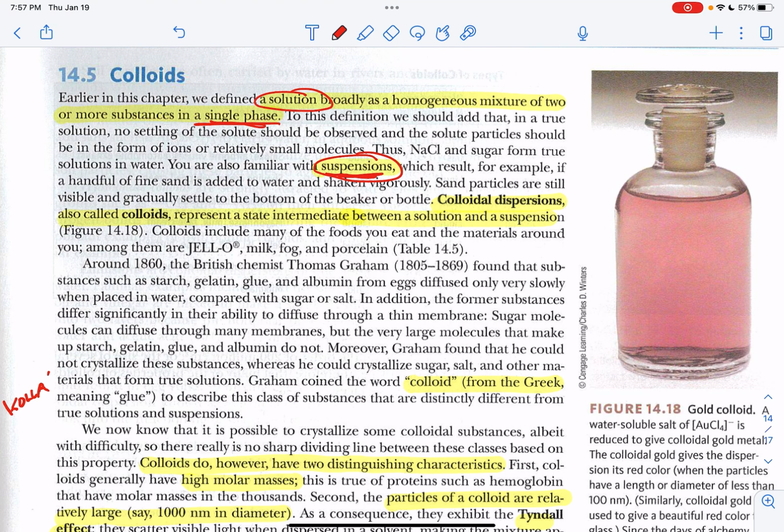Now, colloidal dispersions are in between. A colloid is something in between a solution and a suspension. The particles are too big to be considered a true solution, but they're small enough that they can be juggled, if you will, in the solution pretty indefinitely, and they don't really settle out.